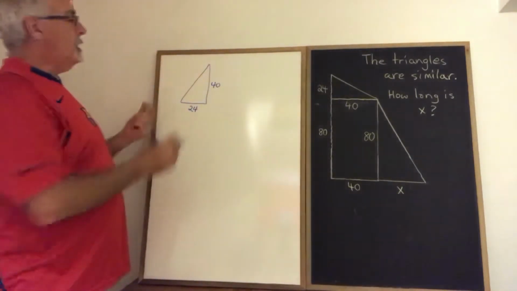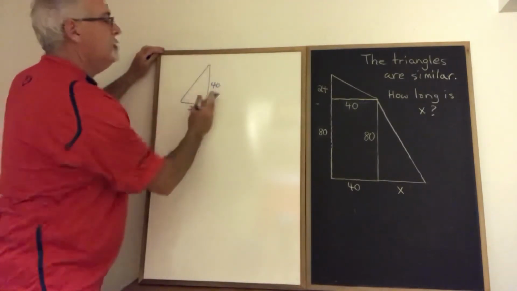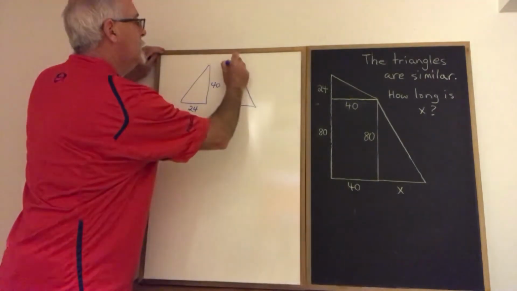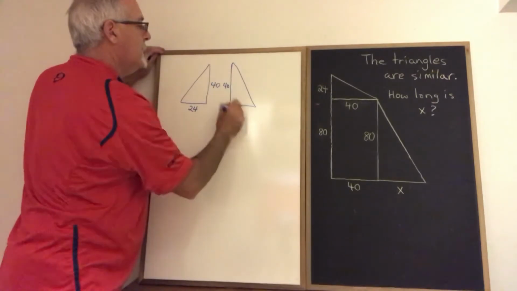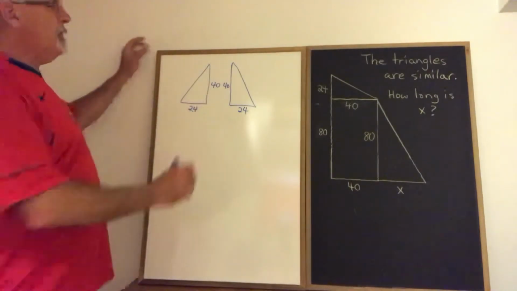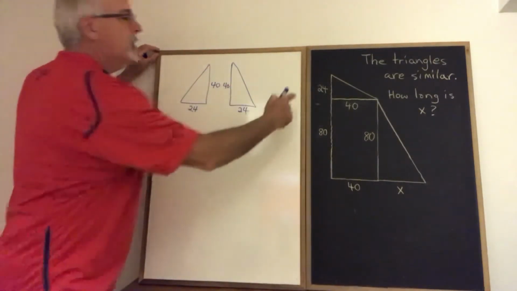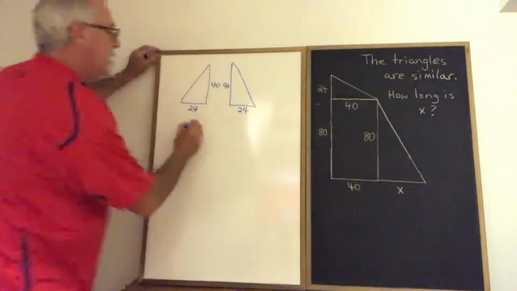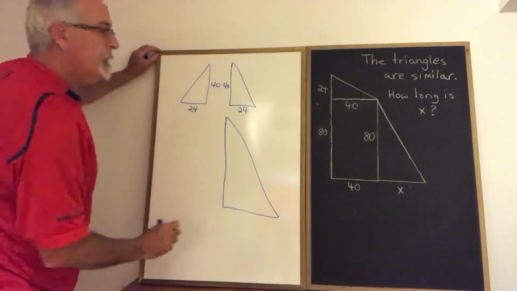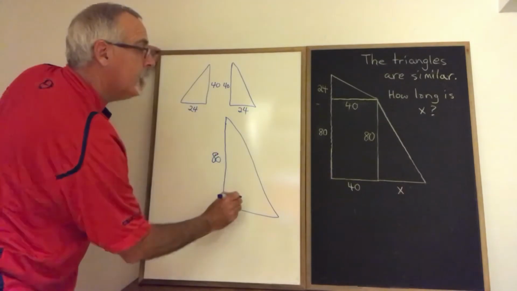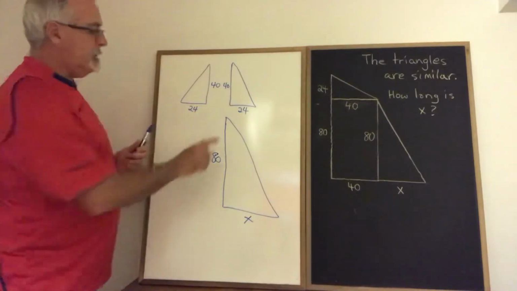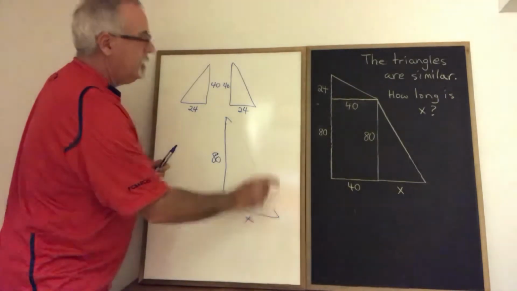But I'll do more. I'll also do a reflection now, with this being the mirror line. And what I end up with is really the same triangle, and this side on the upright is 40, this side on the bottom is 24. So it's not drawn very well, being drawn without a ruler. But what I've done is I have reoriented that triangle so that it's facing the same way as this big one. And I'll reproduce the big one. Here's our 80. And here's our x.